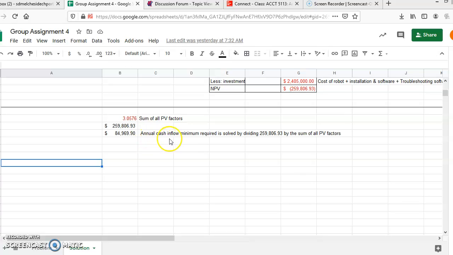Annual cash flow minimum required is solved by dividing that number by the sum of all PV factors. And so we just took that, and when we divided that number, we came up with $84,969.90. Thank you.